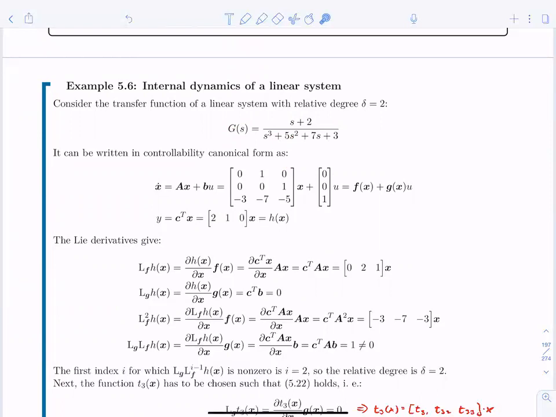And because the linear system is essentially also a special form of the nonlinear system, you can see obviously that our vector field f(x) is simply this one here, okay?